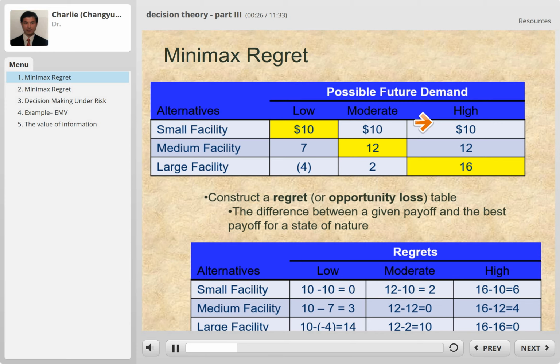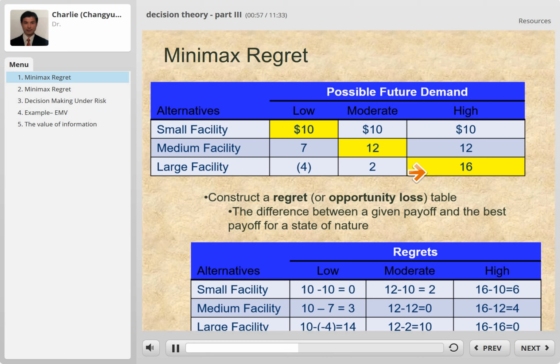Now, out of those three facilities, for when the possible demand is low, out of small, medium, larger facility, we find the biggest one, the largest number, which is 10. So for the first column, the largest number is 10. Second column, the largest number is 12. Third column, the largest is 16. So I highlighted the biggest one. Remember, there's three numbers. We need to use them.